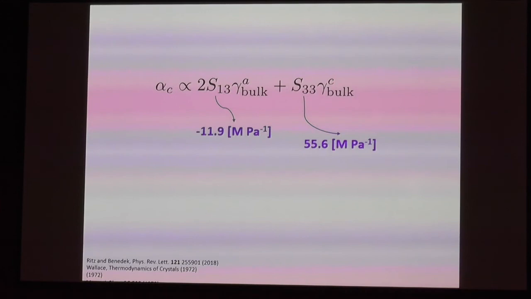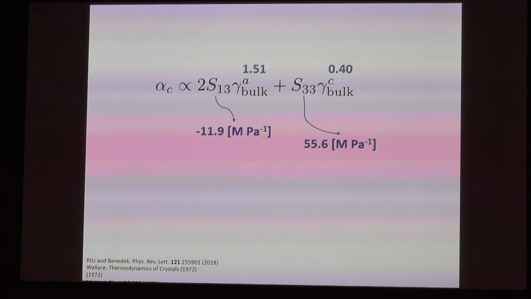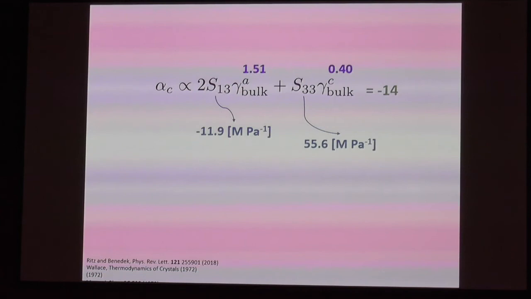And so we already know what the gammas are, and putting all of those things together, alpha C ends up being negative. I haven't shown the expression for alpha A because alpha A is positive. A undergoes positive thermal expansion, and so it was really what alpha C is doing that determines whether we have NTE or not.